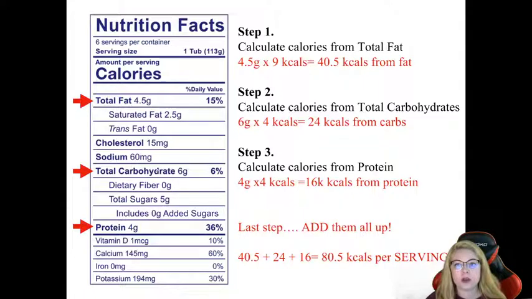6 grams of total carbs, times 4. We know 4 kcals for every gram of carb gives us 24 kcals that came from carbohydrates. And 4 kcals for 1 gram of protein, and we had 4 grams of protein, so 4 times 4 is 16. Okay, and so last step, we're going to just add our totals all together. 40.5 plus 24 plus 16 gives us 80.5 kcals per serving.